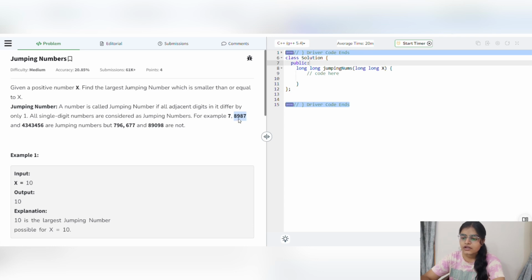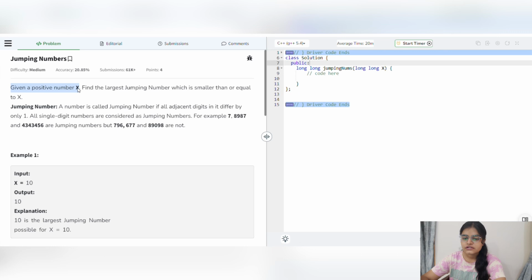For 8986, we can see 9 minus 8 is 1. 8 minus 9, the absolute of this is 1. 6 minus 8... 7 minus 8, the absolute again is 1. So the difference between the adjacent digits should be 1, and if it holds for each and every adjacent pair of digits in a number, then the whole number is a jumping number.